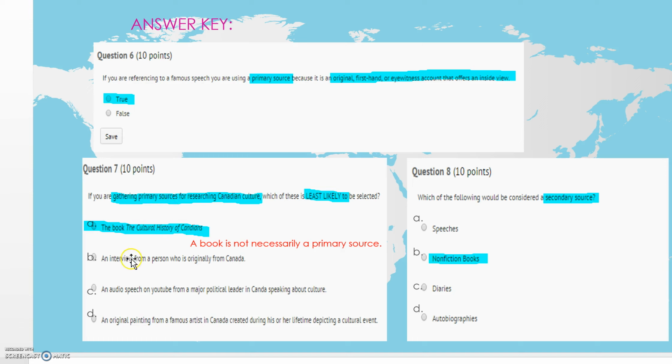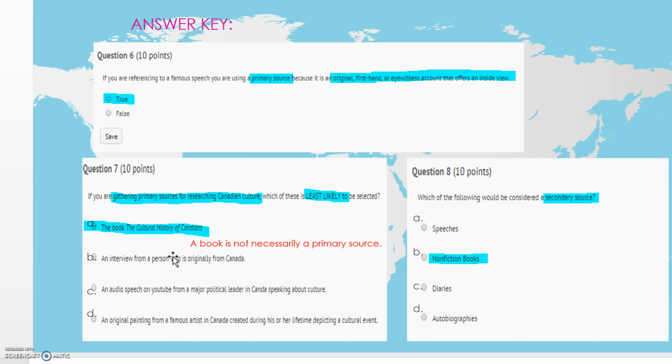Notice how an interview is here. If you interviewed me, that's a primary source. If I gave a speech, that's a primary source. If I painted you a picture of what I saw, that is a primary source. But if you read it from a book, from an author, that is not a primary source. That is the author having talked to somebody.